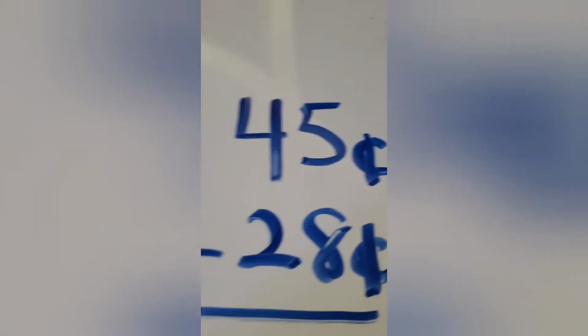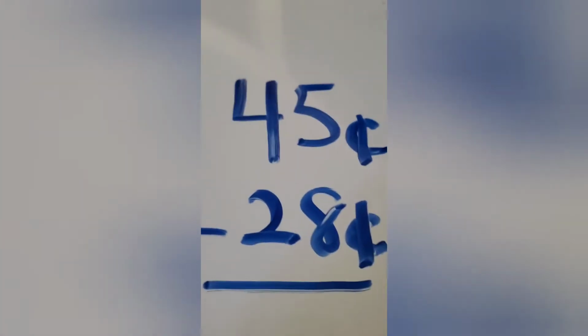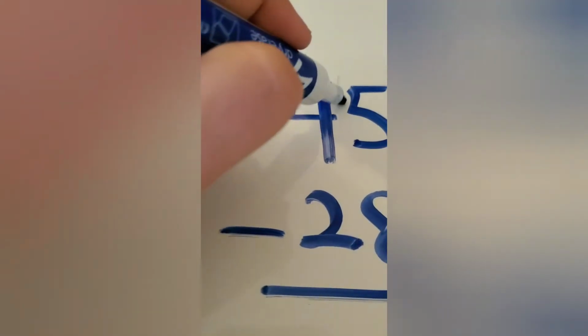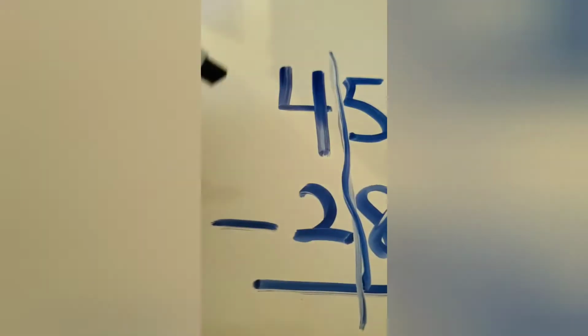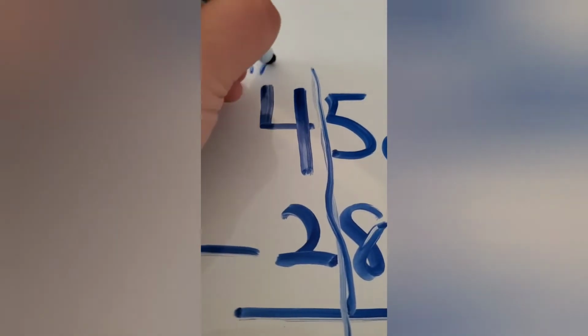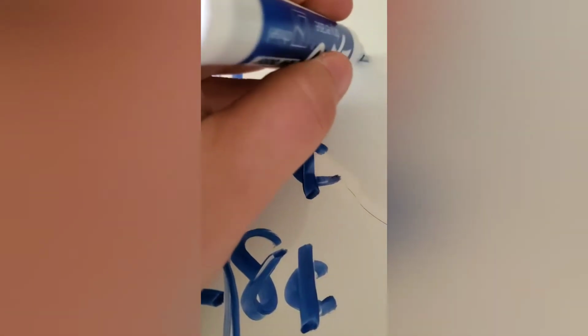Okay, so now I have a problem for you. It is 45 cents, take away 28 cents. Now, if I were to have my imaginary line, just going to write it in. What's on this side? Okay, so right, it's dimes. And what's on this side? Okay, so right, pennies.